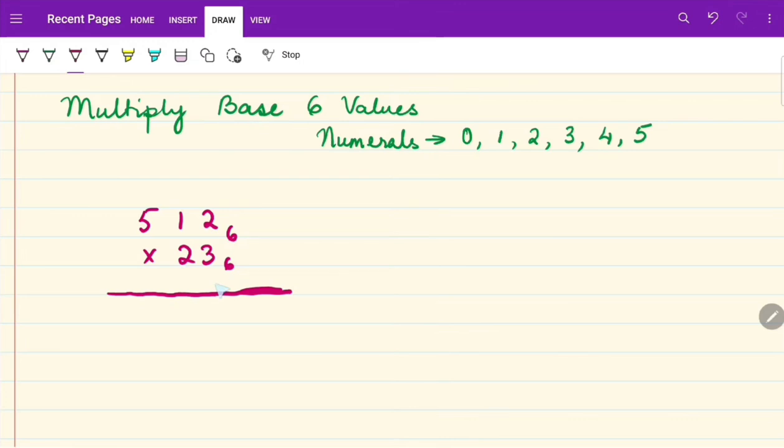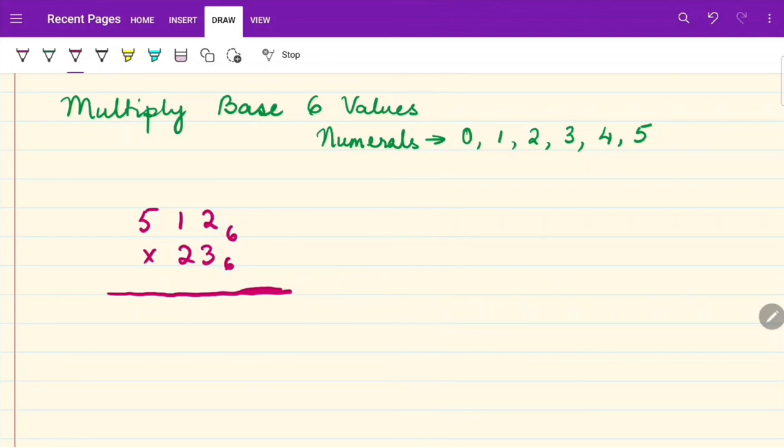So we'll start by multiplying 3 and 2. It works the same way as in decimal multiplication, except that when we do the bundling, we will be doing that in bundles of 6. So we'll start by multiplying 3 by the digits in the number on top. So 3 times 2 is a 6.